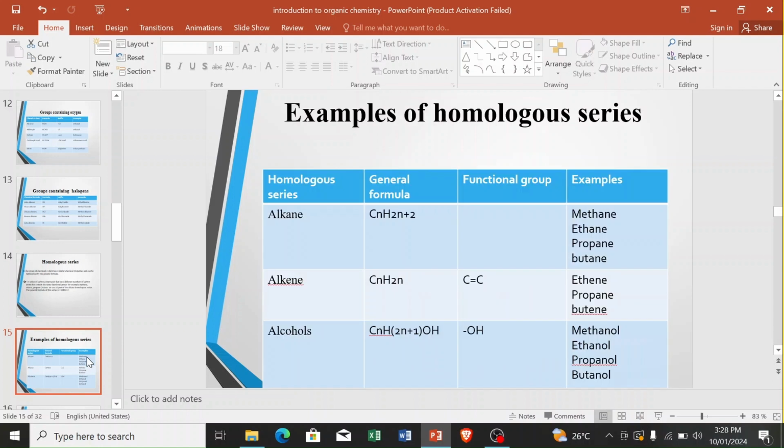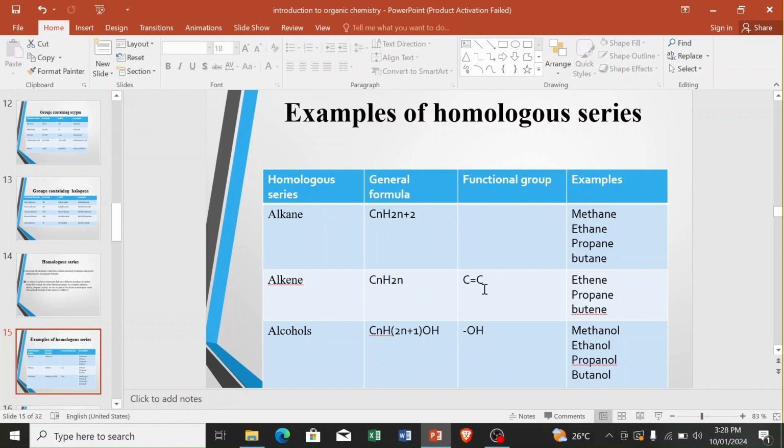Okay, so let's see what an example of a homologous series can look like. For alkanes, we have CnH2n+2. So we see methane: if n is equal to 1, we shall have CH2+2, which is CH4, and gives us methane. Ethane is when n is equal to 2. When you substitute n equals 2 into this formula, we get ethane. When you substitute n equals 3, we get propane. When you substitute n equals 4, we get butane.